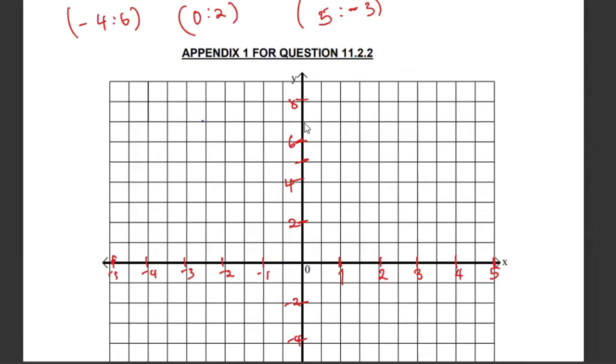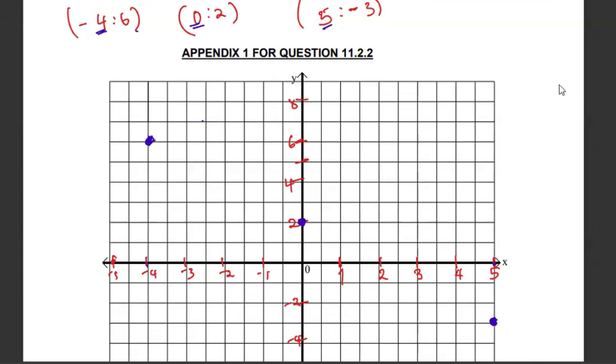All right, so let's connect the dots. So when x is -4, y is a 6, somewhere there. When x is 0, y is a 2, which is that point. When x is a 5, y is a -3. So -3 is between 2 and 4, which is somewhere there. So those are the 3 points we have.